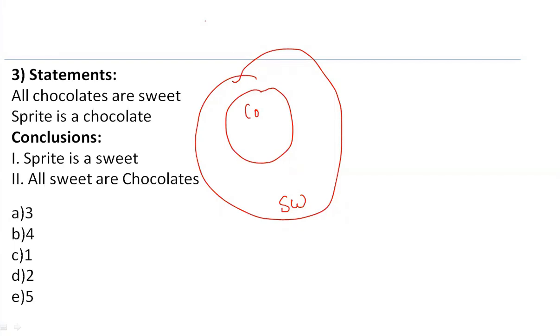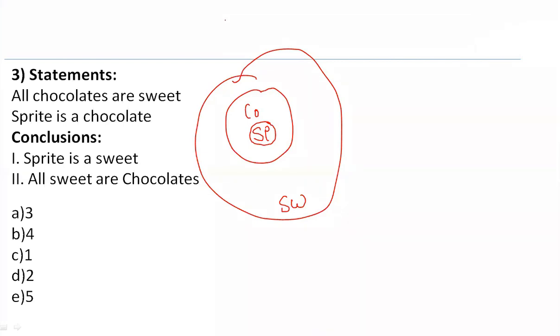Next, Sprite is a chocolate. So this is the chocolate circle. Sprite is a chocolate means Sprite will lie completely inside the chocolate circle. Why? Because the statement is saying Sprite is a chocolate. I'm repeating it once again. All the chocolates are sweet means the chocolate circle should come inside the sweet circle. That is done. Next, Sprite is a chocolate means Sprite should be inside the chocolate circle, because Sprite is a part of the chocolates category.